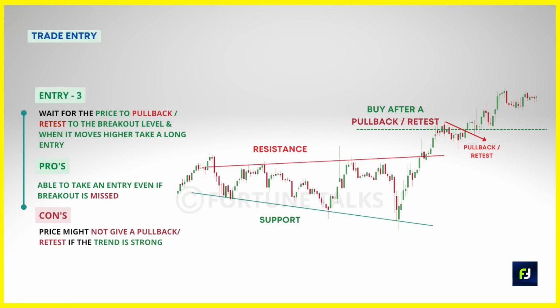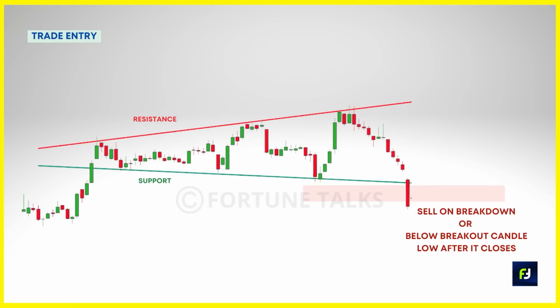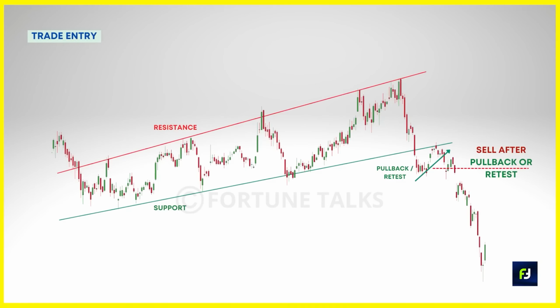But on the downside, a pullback or retest does not happen every time, particularly if there was a strong price momentum during the breakout. Now the same entry methods are applicable in case the price breaks down below the lower trend line support of the pattern. In that case, you can take a short entry on the breakdown or after the breakdown candle closes below the support level. You can also enter a trade after a pullback or retest to the lower trend line support.